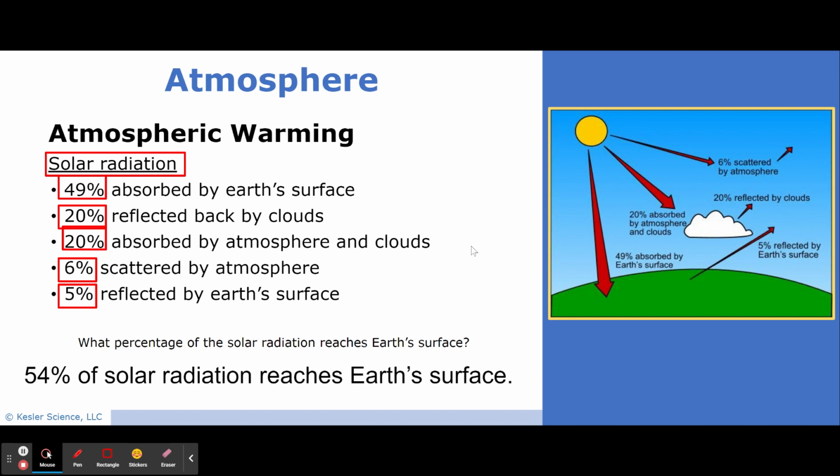54% of solar radiation reaches the Earth's surface. So make sure you copy that down. So in other words, where that 54% comes from is right here. 49% is absorbed and 5% is reflected by the Earth's surface. It still reaches the surface. It's just not that it's absorbed. So that's 49 plus 5 is the 54%.